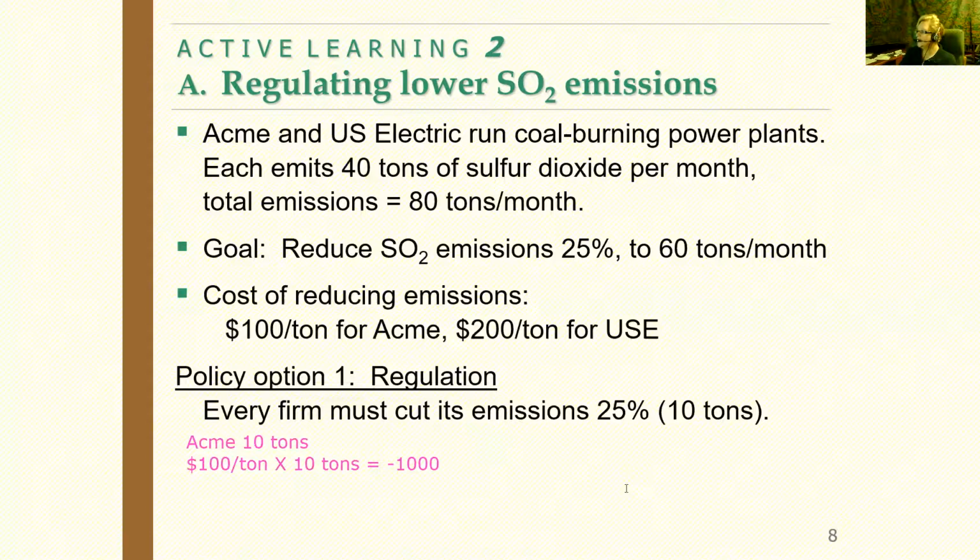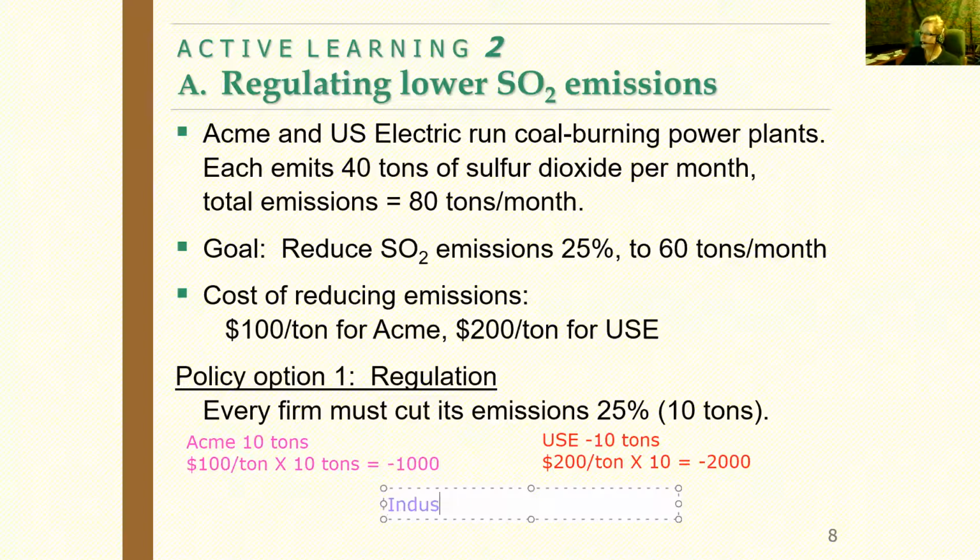So for US Electric, they have to reduce, likewise, sulfur dioxide emission by 10 tons. Because they are the least efficient polluter here, we're going to say it takes $200 per ton, and they have to reduce it by 10 tons, which equals $2,000. So the cost then to the industry is going to be the $1,000 from Acme plus the $2,000 from US Electric, which will equal $3,000 to the industry. And I should again express that as a negative because it is a cost to the industry.